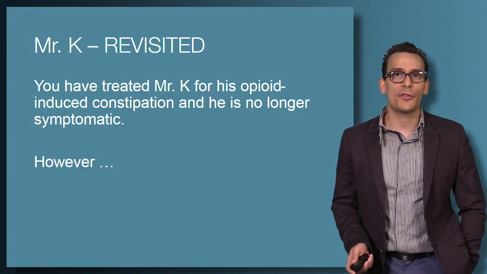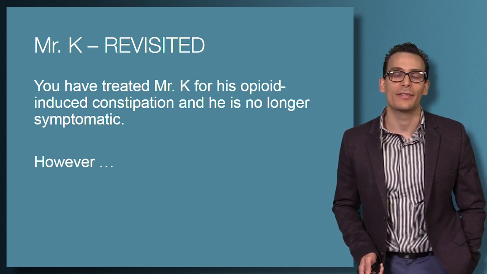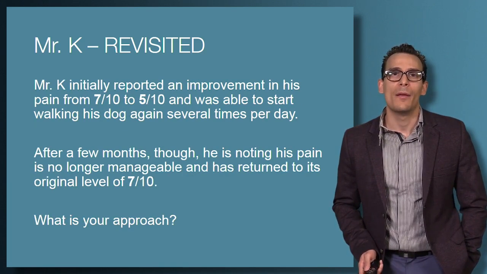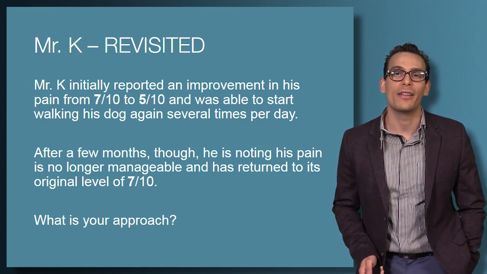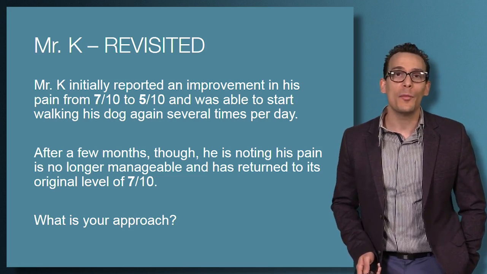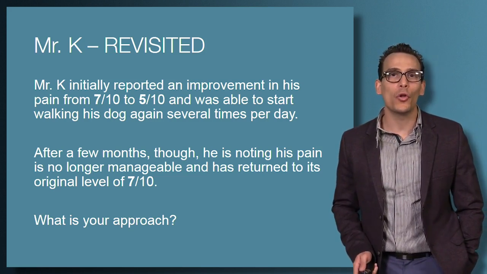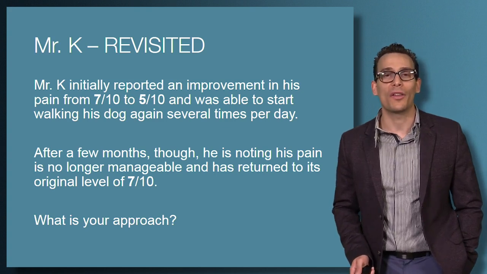So now you've treated Mr. K for his opioid-induced constipation, and he is no longer symptomatic. However, Mr. K initially reported an improvement in his pain from 7 out of 10 to 5 out of 10 and was able to start walking his dog again several times per day. After a few months, though, he is noting his pain is no longer manageable and has returned to its original level of 7 out of 10. What is your approach?